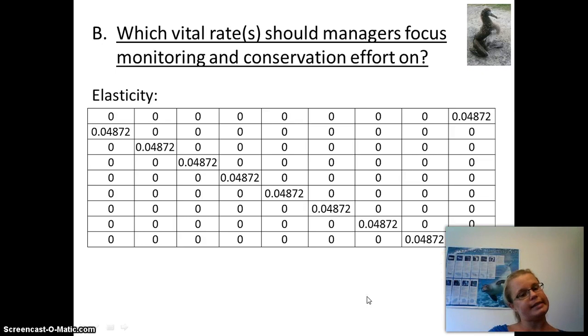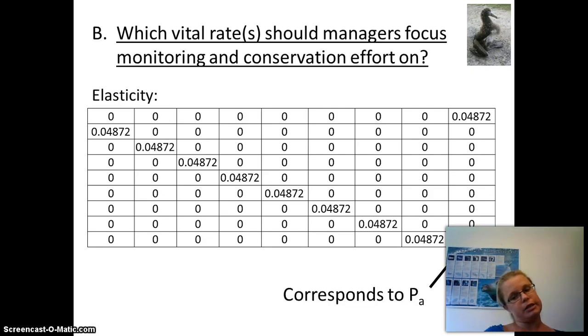So where is elasticity highest on this table here? So look for the largest number. That's right, it's down here. And that corresponds to persistence of adults. So that means that managers should focus their monitoring and conservation efforts on persistence of adults, because that is going to help the population grow fastest. It's going to have the biggest impact on the population growth rate.